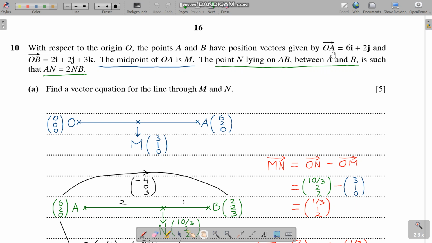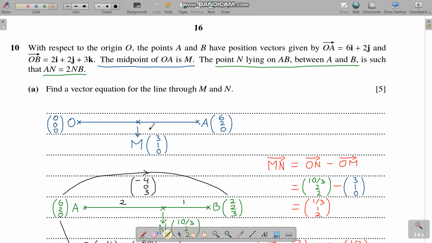We have point O, point B, midpoint of OA is M, and lying. Okay, so I suggest you draw diagrams. We have point O, point A, and M is exactly in the middle between them.